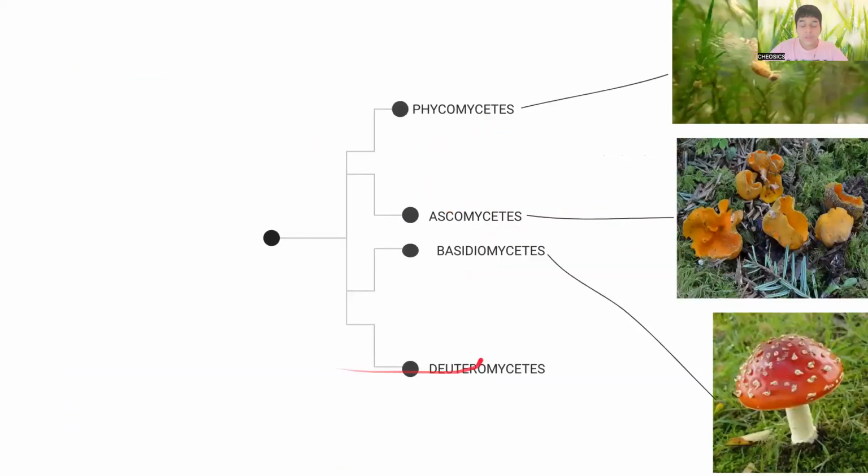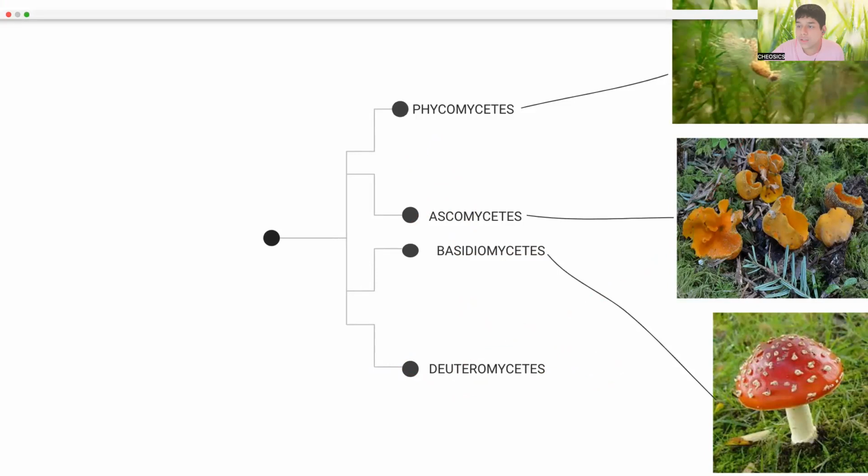Next, we have the types of fungi. So there's a total of 4 types of fungi. They are Phycomycetes, Ascomycetes, Basidiomycetes, and Deuteromycetes. They're really easy to know. Deuteromycetes are more of imperfect fungi. They're not a specific class. So 3 of the photos are here.